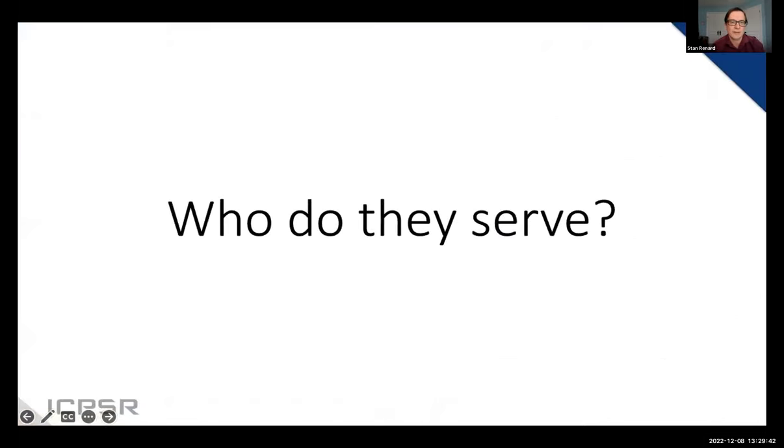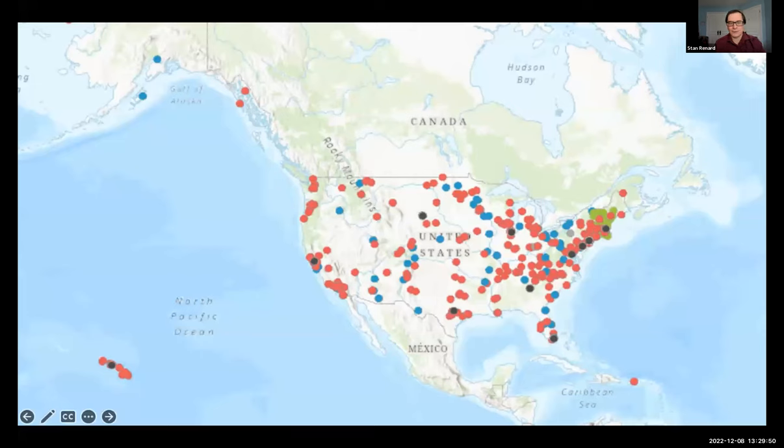So who do arts incubators serve? Next slide, please. Okay, so they serve artists all over the United States. All the dots in there represent artists that these 15 incubators that we've studied in depth served. And for 15 incubators, that was about 1,500 artists.